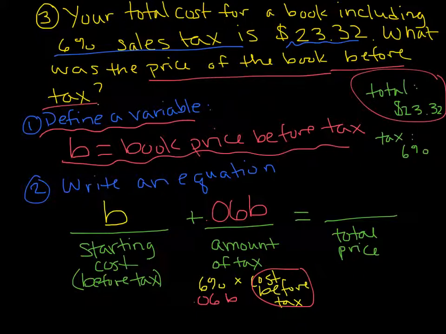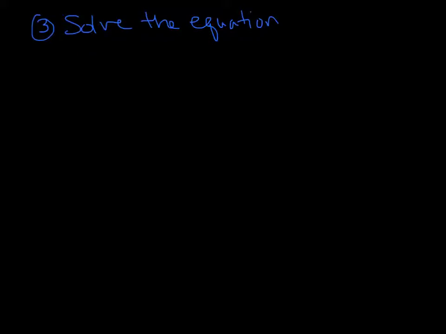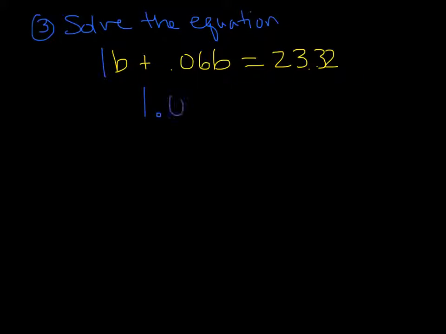Now the total price, thankfully that one's not too bad. I have it right up there. So I'm going to write that as $23.32. Now we've come to the last step of this problem, which is to solve the equation. My equation is B plus 0.06B equals 23.32. The first thing I need to do is combine my like terms. Remember, this is 1B, so it's going to end up being 1.06B is equal to 23.32.